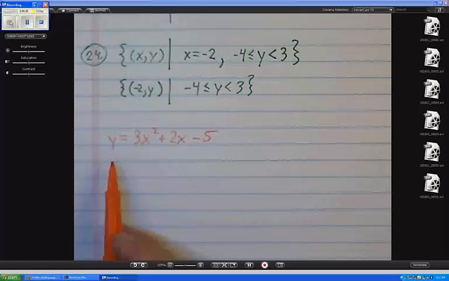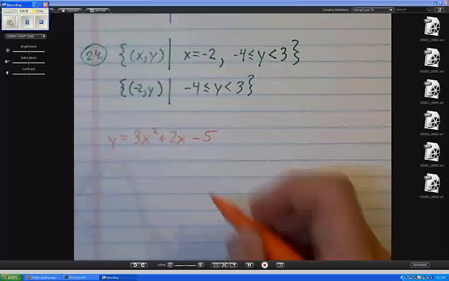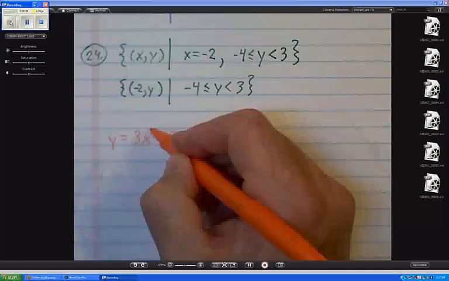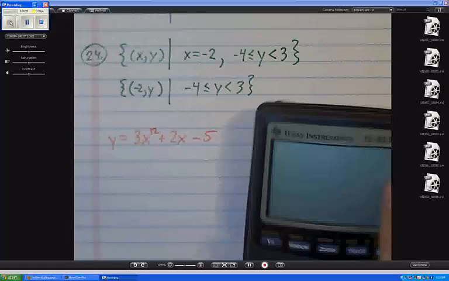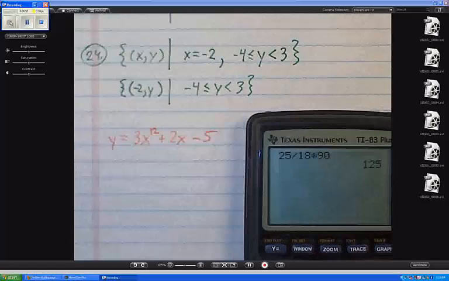Now, what if it said x to the 12th power plus 2x minus 5? Can I do the same approach? How hard would it be? Could I find every kind of intercept? Let's see. So here's my little calculator.